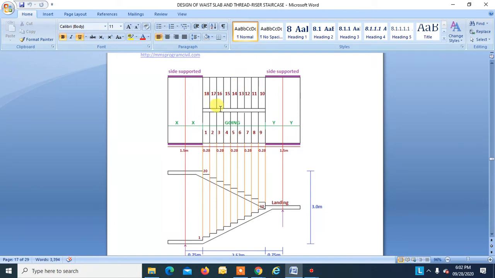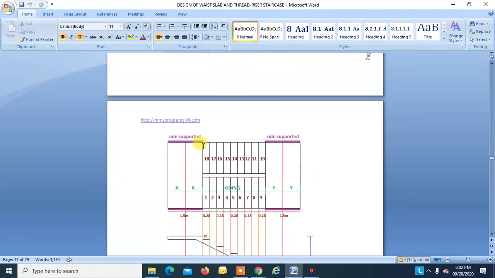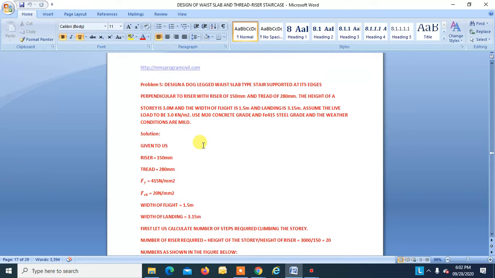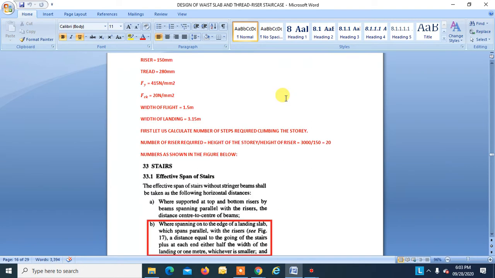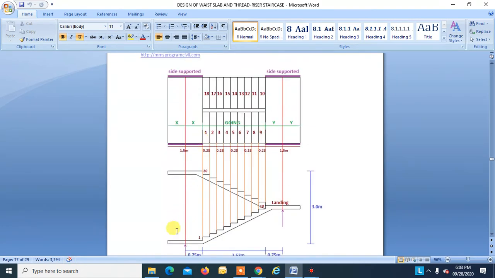Okay, in this case, the landing and the going will transfer its weight to the landing, and landing will transfer its weight to the support. Perpendicular to the riser, with riser equal to 150 mm and tread equal to 280 mm. So riser is 150 mm and tread is 280 mm.